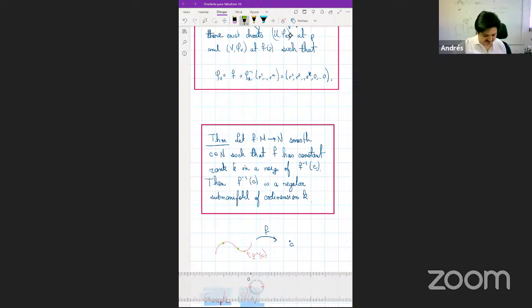So this is different. This is telling me that, okay, in a neighborhood you have constant rank, and then it is a manifold. So in principle, I need to prove more, and then I will know that I have a manifold. Okay?